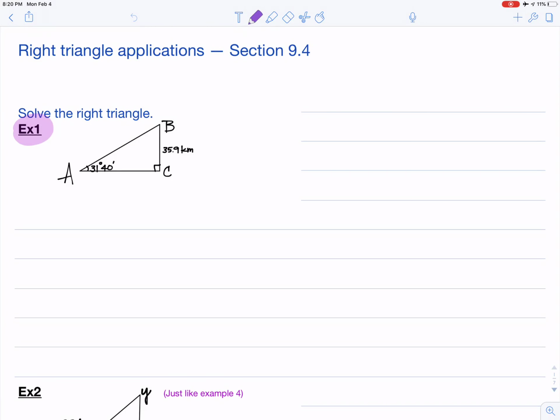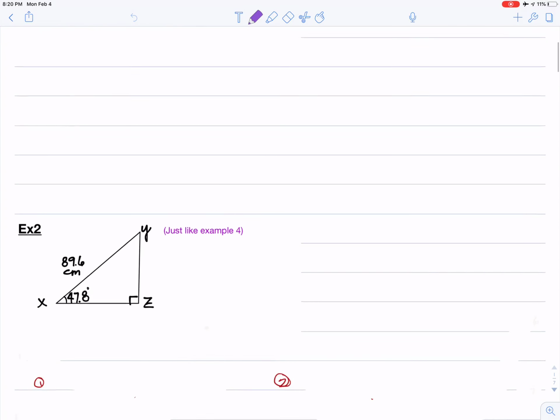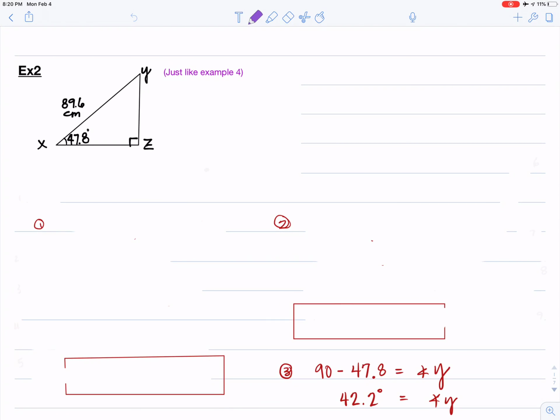Hey folks, this is a video on right triangle applications from section 9.4. So if you would go down to example number 2, I'm just going to work through an example for you. I know I don't normally work through examples, but I think this may be helpful for you.